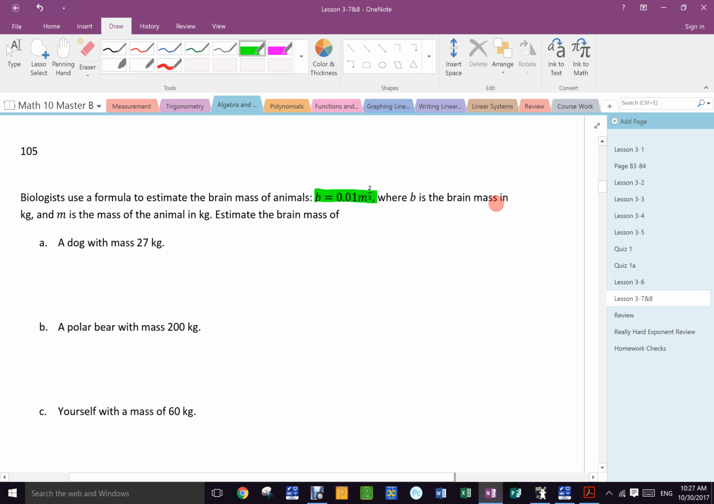B is the brain mass, and M is the mass of the animal. So I'm going to use this formula to find out the mass of my dog's brain. Let's see if it works. B equals what? 0.01 times what? 27 to what power? 2/3. So it's easy to write down, right?